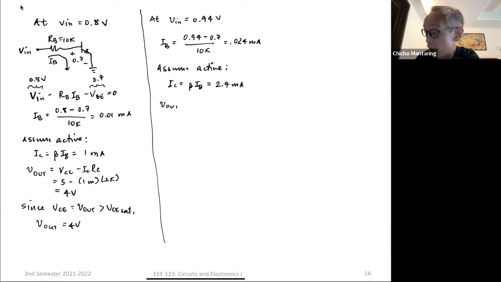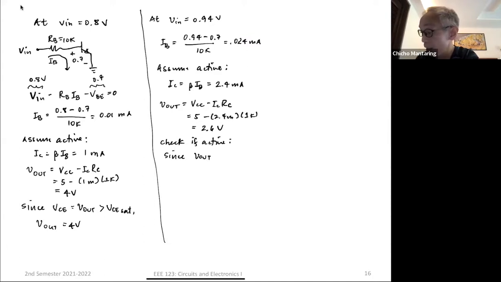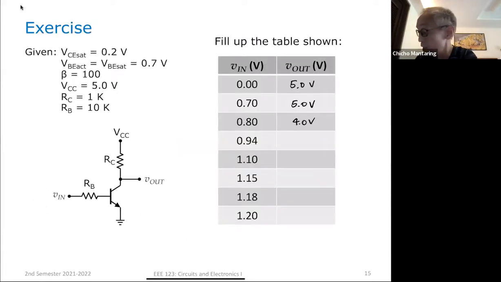And what is Vout? Vout is equal to VCC minus IC RC. So this is 5 minus 2.4 mA times 1K. Okay, so 2.4 mA times 1K is 2.4 volts. So 5 minus 2.4, I'm going to get 2.6 volts. Now, don't forget to do your check, if really active. So since Vout is greater than VCE sat, so 2.6 is greater than 0.2, then Vout is really 2.6 volts.